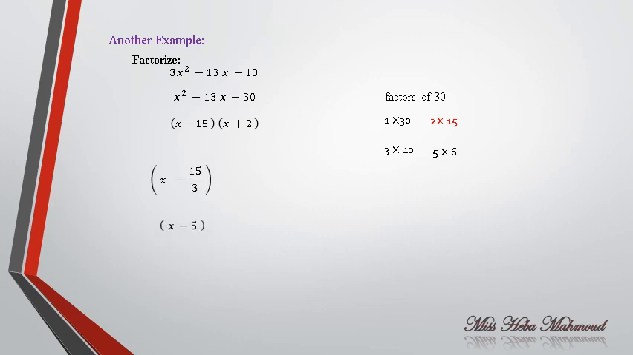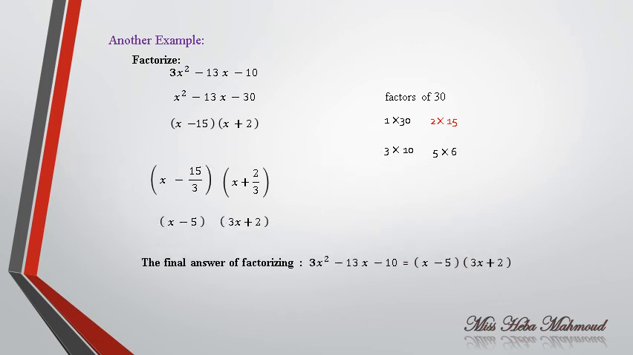Don't forget that you took the coefficient, which is 3. So we divide these two factors by 3. The first bracket, x minus 15 over 3. 15 over 3 simplifies to 5. So the first bracket will be x minus 5. But 2 over 3 has no simplification and we can't write a fraction, so we take the denominator and write it beside the x. So the second bracket will be 3x plus 2. So the final result for the factorization of 3x power 2 minus 13x minus 10 will be two brackets: the first one x minus 5 and the second one 3x plus 2.